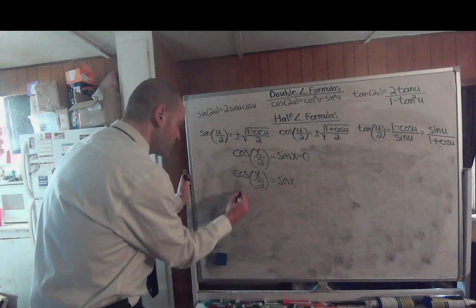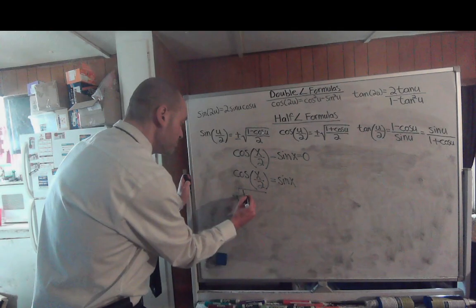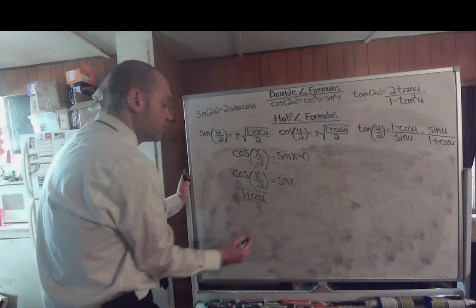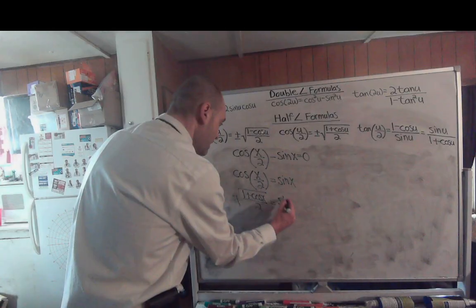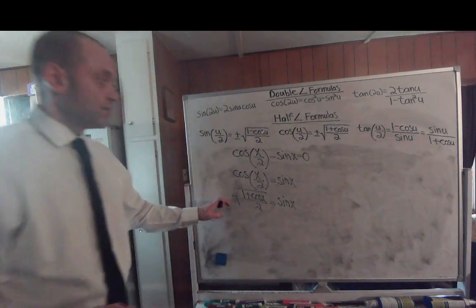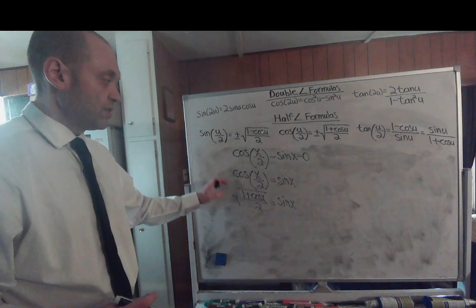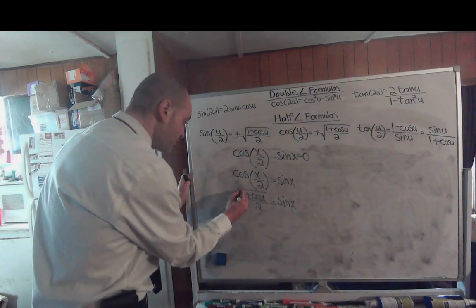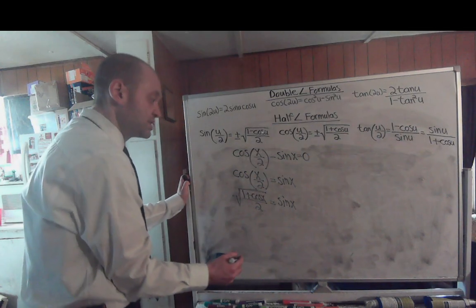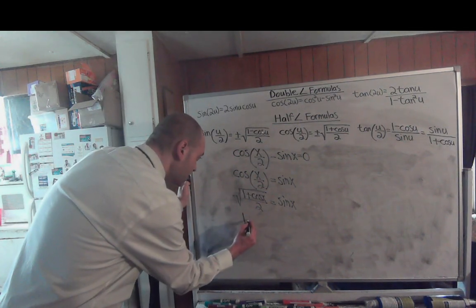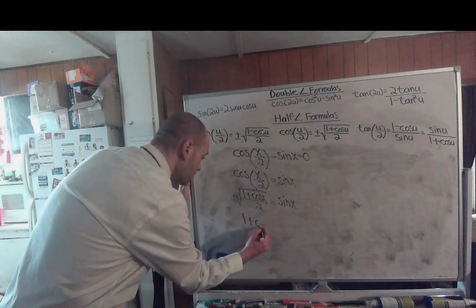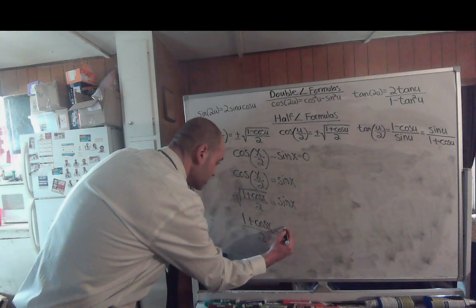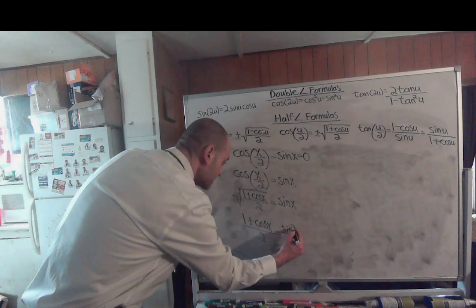That would be the square root of 1 plus the cosine of x all over 2 would equal the sine of x. All right. And it doesn't matter in this case if we take positive or negative of the square root, because what we need to do is get rid of the radical. We need to square both sides. So if we do that, you'll end up getting 1 plus cosine of x all over 2 is equal to sine squared of x.